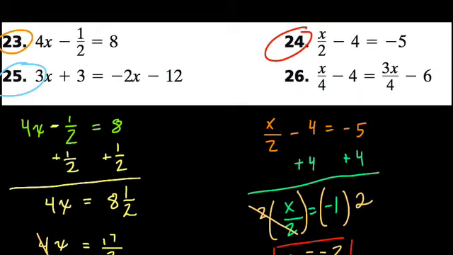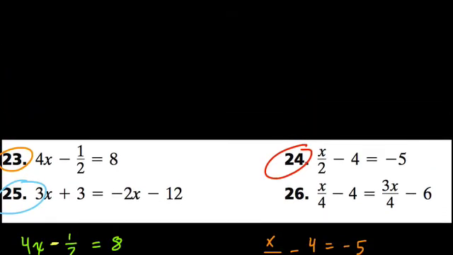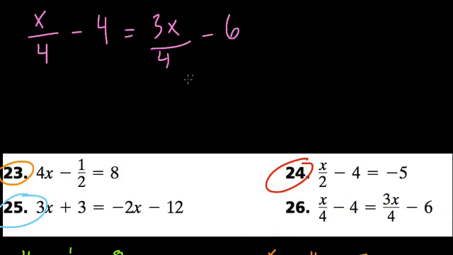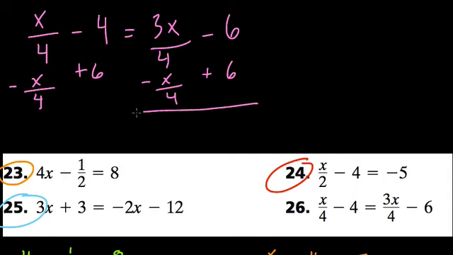Okay, last one, number 26. Maybe it looks a little bit more complicated, but the basic ideas are still identical, right? Because we have x over 4 minus 4 equals 3x over 4 minus 6. First thing I'm going to do is add 6 to both sides. And then if I have x over 4, I'm going to get rid of it on this side by subtracting x over 4. And in fact, I'm going to do that on both sides of the equation.